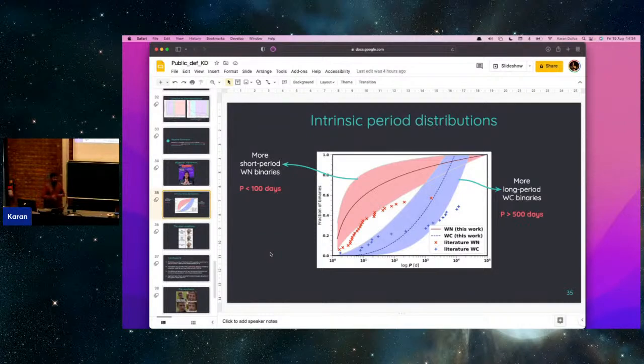I agree with the luminosity, but the mass is probably also important. Yeah, so the luminosity to mass. Yeah, mass. Thanks.